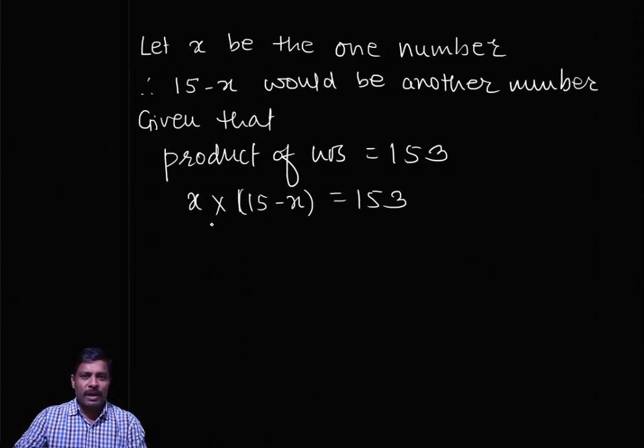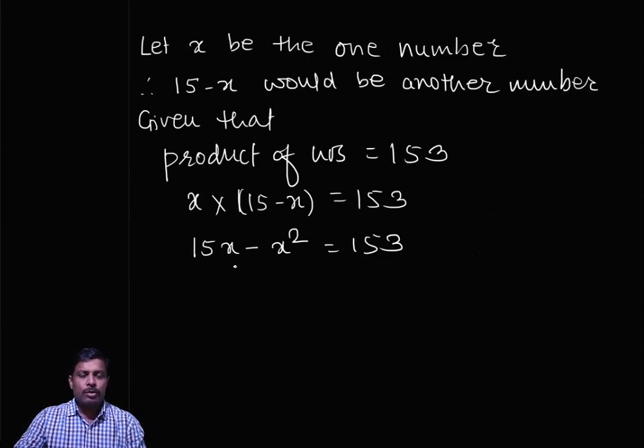Now you just simplify the left hand side. So now I got the first term as 15x minus x square is equal to 153. Now this is also not in the standard form, and that's why you transfer these two terms in the left hand side to the right hand side. Now we get 0 is equal to x square minus 15x plus 153.